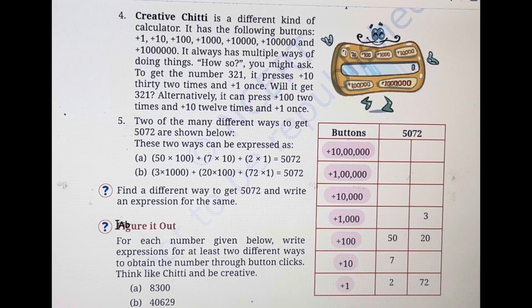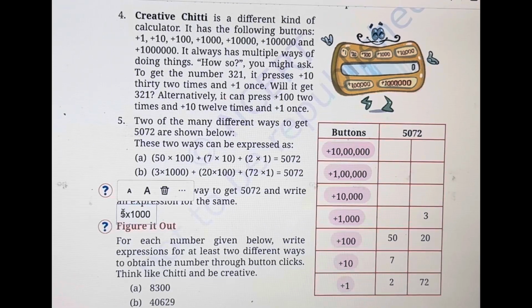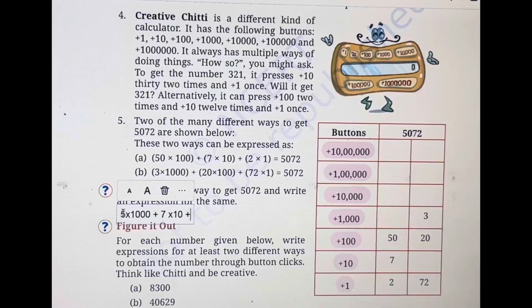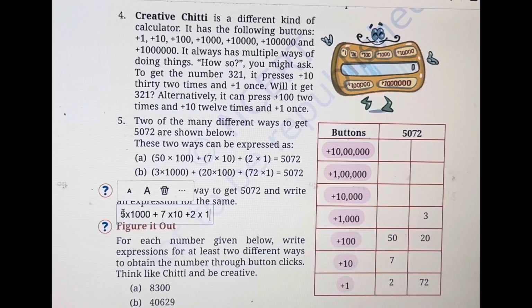Now they have asked us one different way of doing 5072. So we will choose the simplest way. So 5 multiplied by 1000. We are writing the expression. So what we are doing over here, we are pressing 1000 button 5 times, right? Then 70. So +10 button 7 times. So 7 multiplied by 10. So you get 70 plus 1 button you will press 2 times. So 2 multiplied by 1. So you are getting 5072.